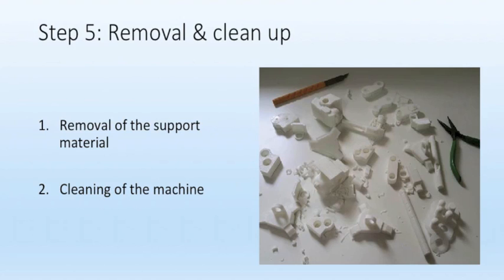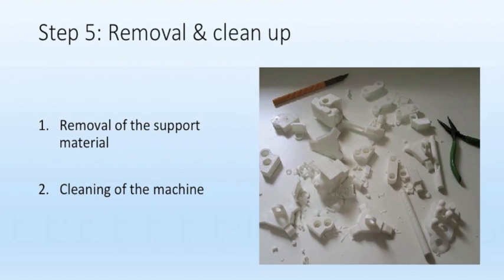So in this step, what people normally do is remove the support material and clean the machine in preparation for the next build. So in the picture here, you can see what I had to clean up. I was printing some toy robot on my FDM printer, so I had to use a pen knife and some pliers to pluck away all the support material that I used during my printing of this robot.